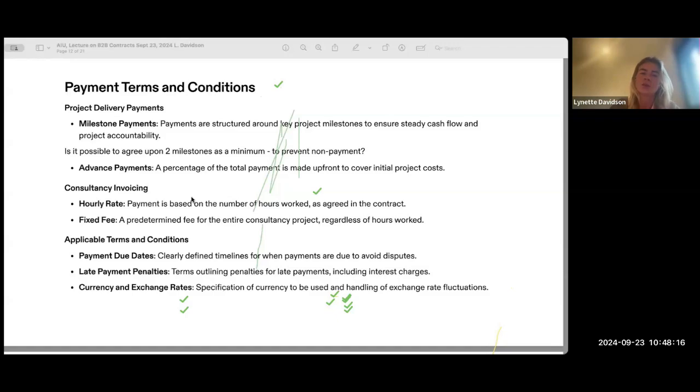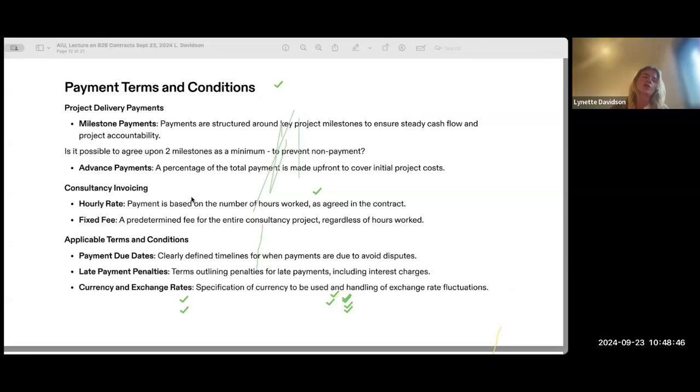Then we also have consultancy invoicing, which is another example. We can think of payment that is based on the numbers of hours worked as agreed in the contract, where you specify the hourly fee, or perhaps you can think about the fixed fee. And then the applicable terms and conditions. If in the event there's going to be a late payment, then what do we do in such a scenario? Would there be a late payment penalty or interest? Could it be applicable? This can also be different per jurisdiction.